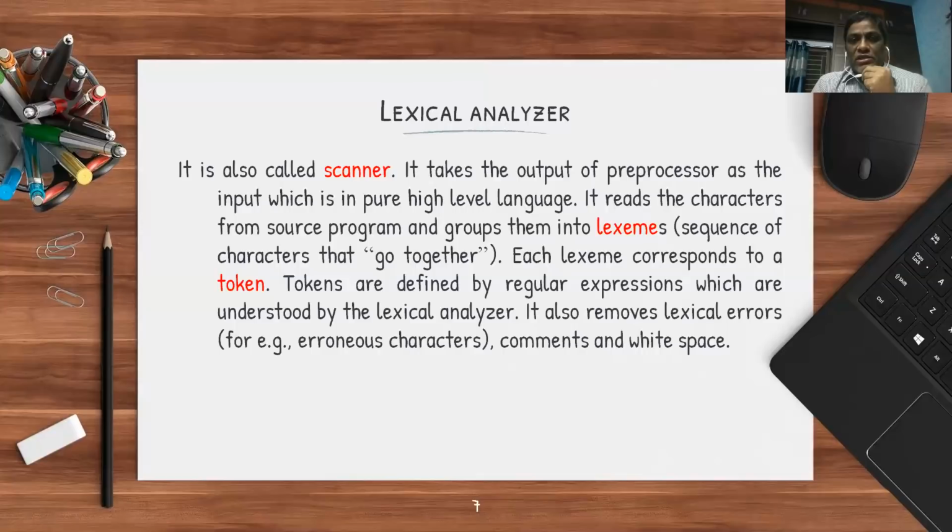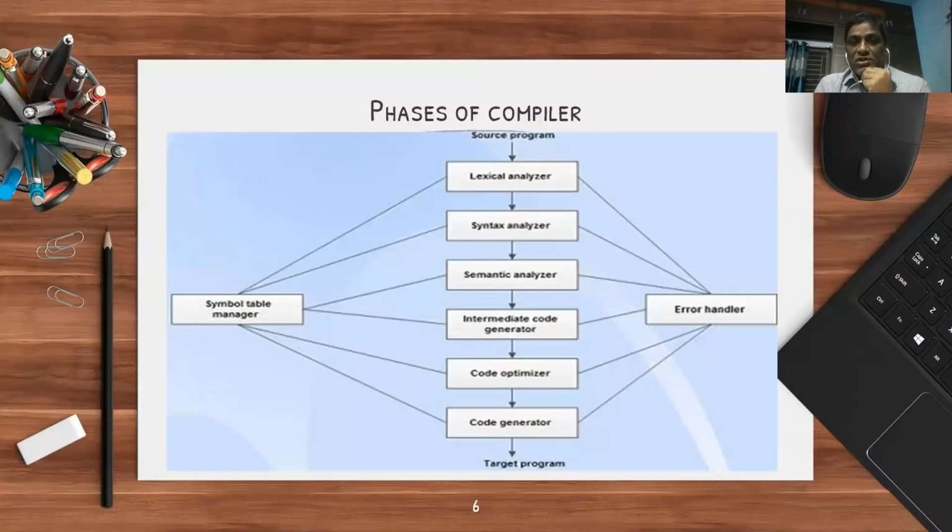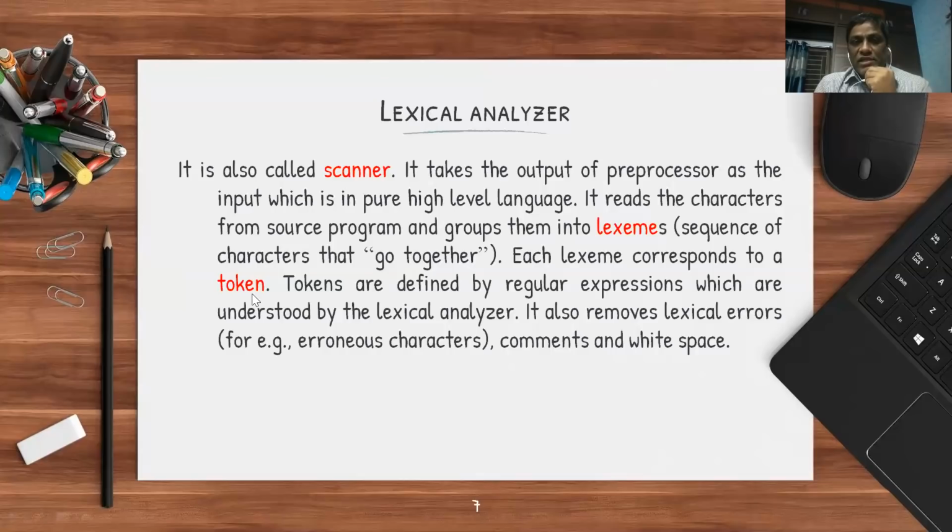This information identified by the lexical analyzer will be stored in that special data structure, the symbol table. Whatever lexemes or tokens are identified, that entire information will be stored in the symbol table. Then how does the lexical analyzer know that this is a valid lexeme or a valid token in the corresponding language?